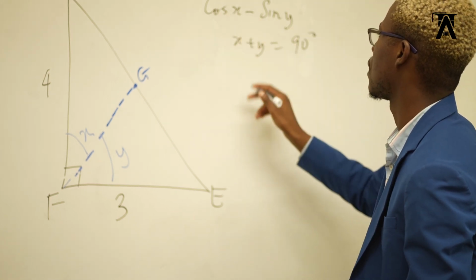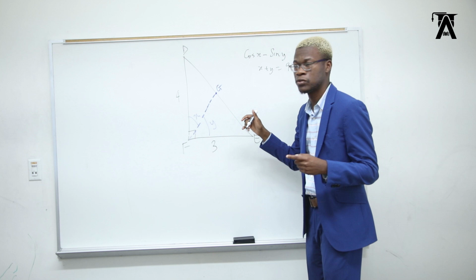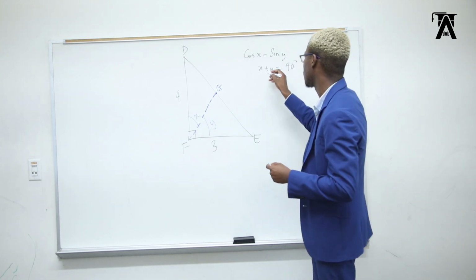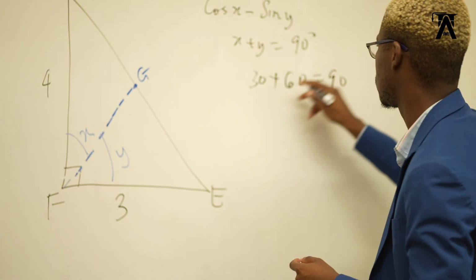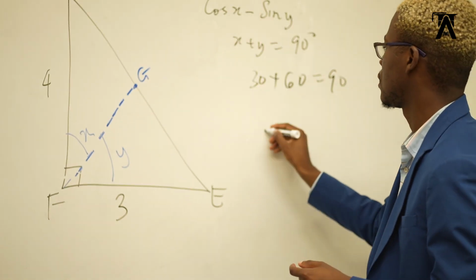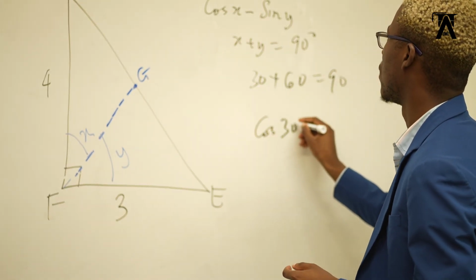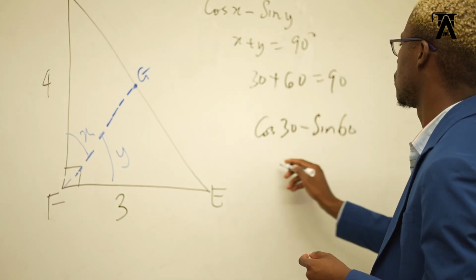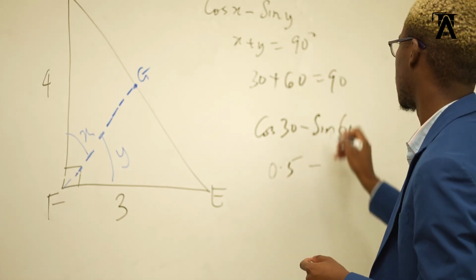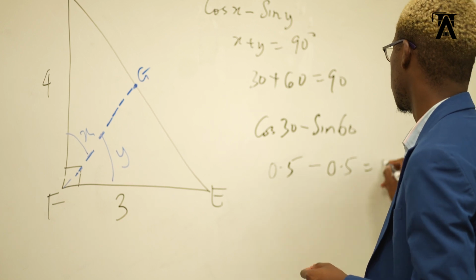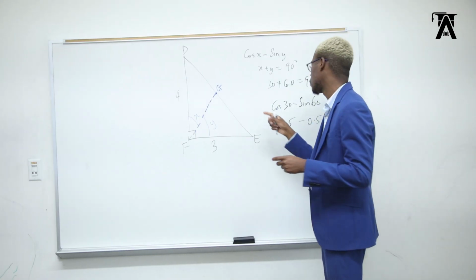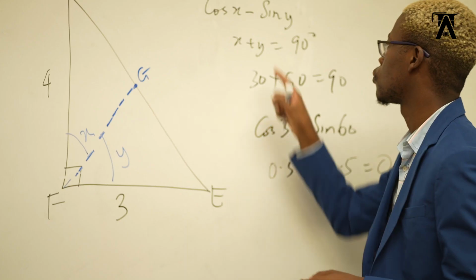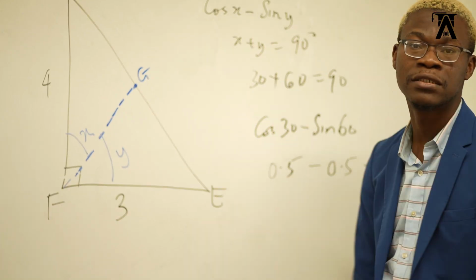And for complementary angles, when you have cos x minus sine y, for example, let's plug in 2 values here. x plus y equals 90. Let's say x is 30, therefore y will be what? 60, right? 30 plus 60 is 90 degrees. Cos 30 minus sine 60 is 0.5. Sine 60 is 0.5, which is what? 0. Try it for any x and y that makes 90. You will always get 0. So the answer to cos x minus sine y is 0.